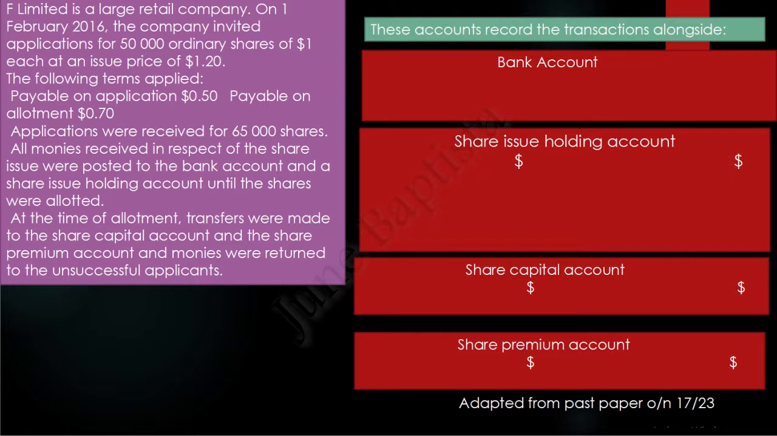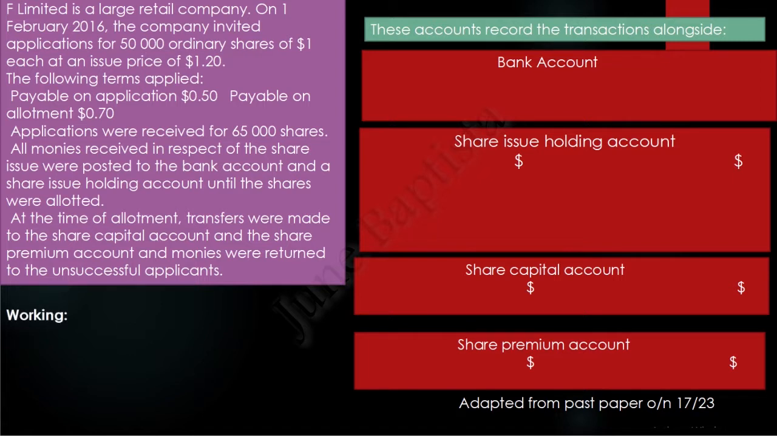All monies received in respect of the share issue were posted to the bank account and a share issue holding account until the shares were allotted. At the time of allotment, transfers were made to the share capital account and the share premium account, and monies were returned to unsuccessful candidates.